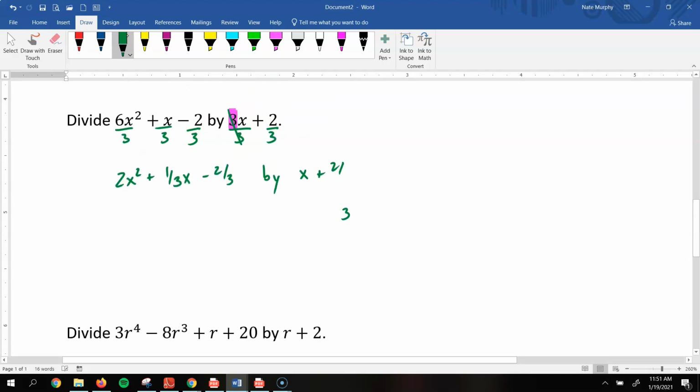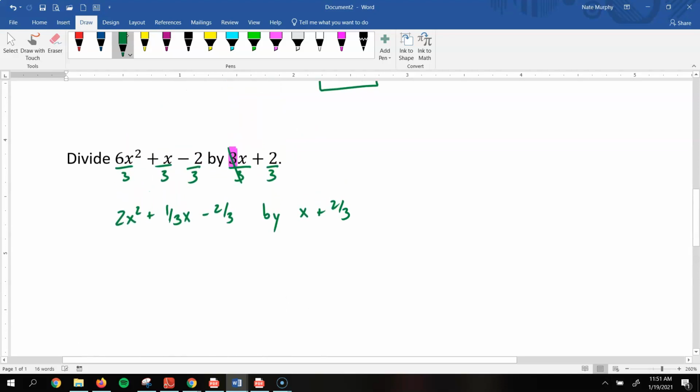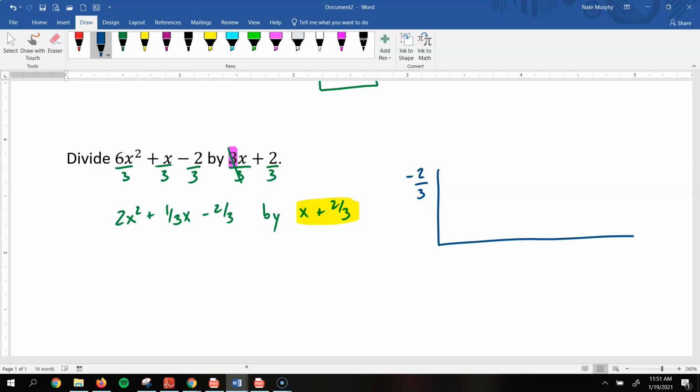Okay, so even though it looks different, we're still going to go through that same process. Our first step is, again, to look at what we're dividing by and find the 0 for that. Hopefully by now you're recognizing that the 0 of that would be negative 2/3. So we're going to put that negative 2/3 outside the box. Now I'm going to look at my dividend again. Yes, every term is represented because we have a 2, 1/3, and a negative 2/3.